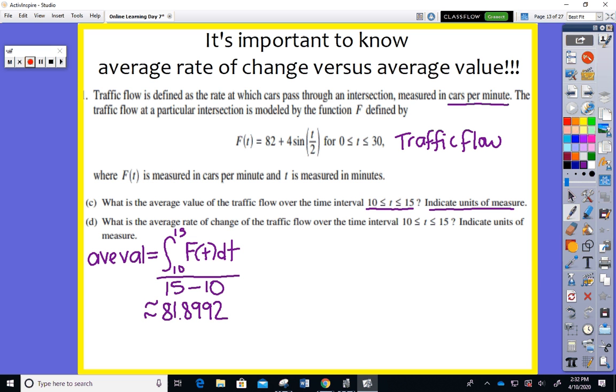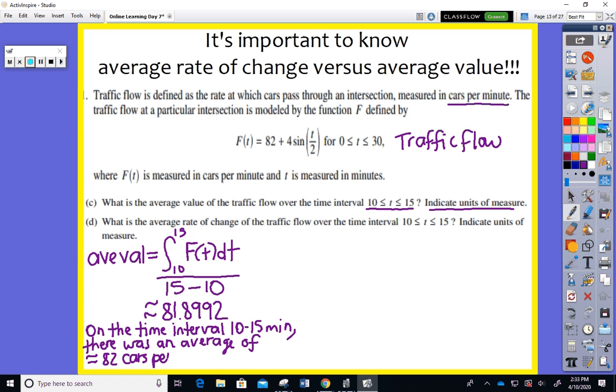So I'm going to indicate units of measure when I interpret what's going on. So that means on the time interval (10 to 15 minutes), there was an average of about 82 cars per minute flowing through the intersection.